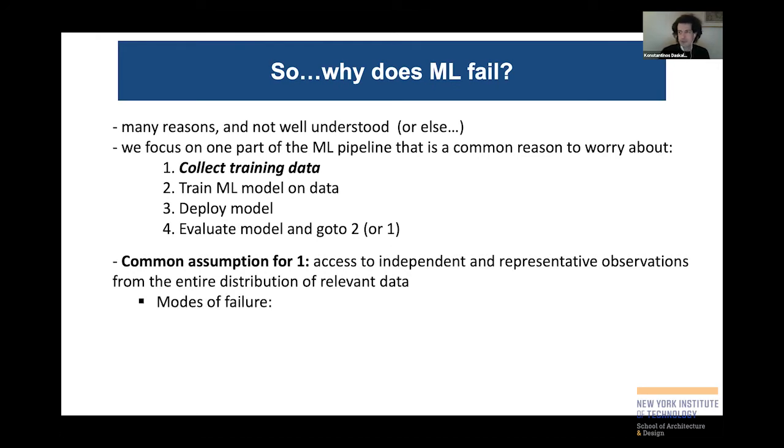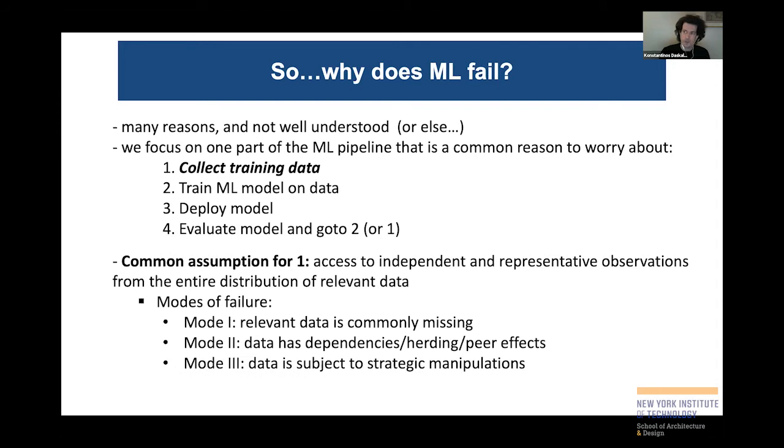And I'm going to talk about three reasons why good data is hard to collect. I want to talk about three modes of failure in the data collection process, which have to do with missing data, collecting incomplete data for your task, data that has dependencies and peer effects baked into the observations that you collect, and data that has strategic phenomena underlying it and baked into it that confuse the learning process.